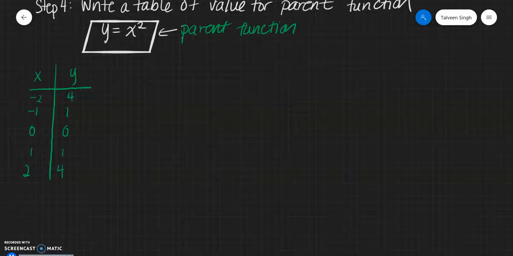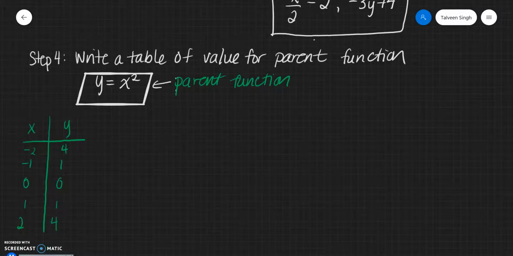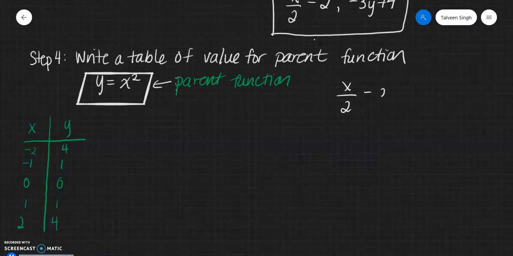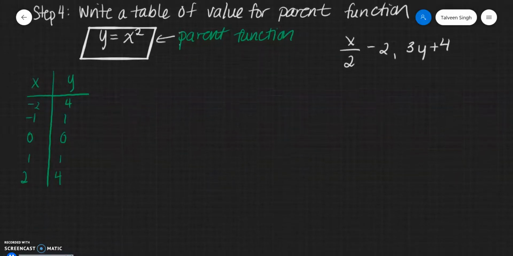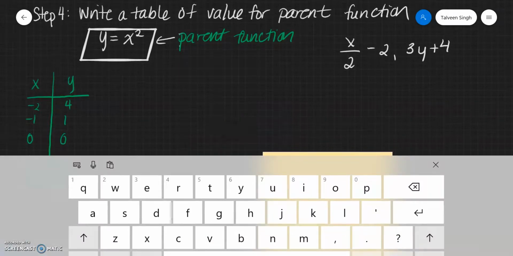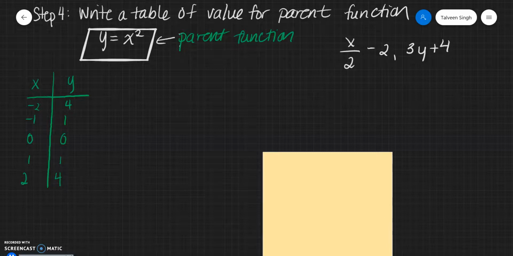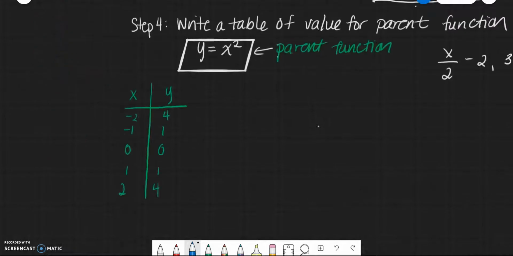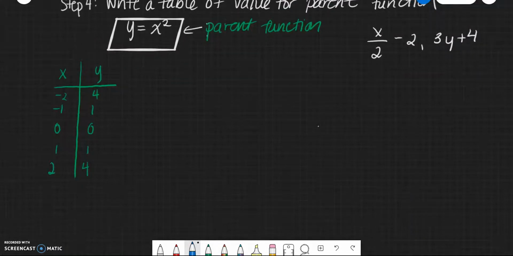Okay, after that, we're going to use our mapping rule that we made up here. I'm just going to write it again down here so that it's a little bit easier for us to see: x over 2 minus 2, negative 3y plus 4. I'm going to use those points to now find my second function, which I'm going to write into the equation. I'm going to make it blue. We'll make the one that we're trying to graph a different color.